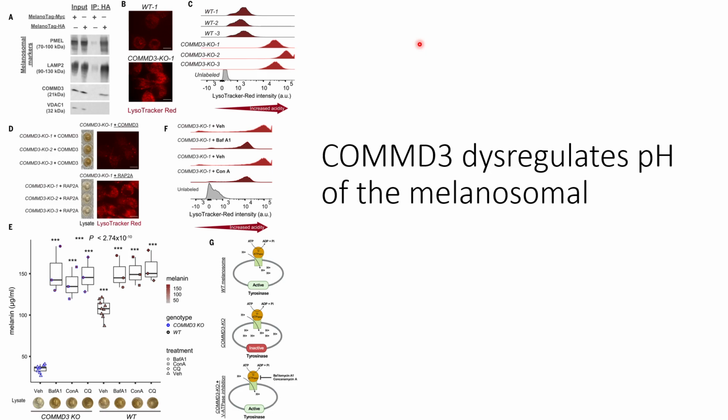So I hope you have understood the relationship between how COMMD3 regulates the pH of the melanosome, and that in turn makes the tyrosinase function normally and efficiently. If COMMD3 somehow gets knocked out or becomes non-functional, then the pH of these melanosomes gets disrupted. That results in tyrosinase inactivation, or it will not behave normally, and that is reflected in the final outcome, that is pigmentation of the cells.